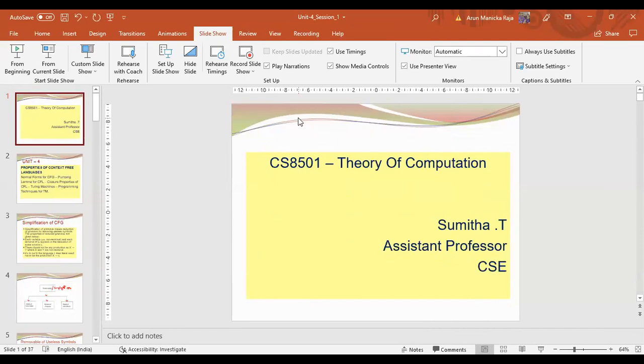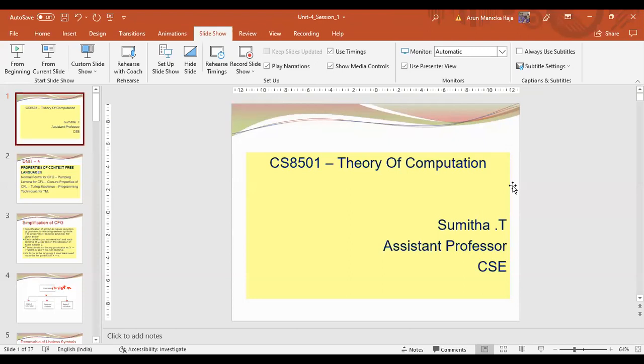Today we are going to start the fourth unit. Already you have started the D section, right? You have somewhat started, right? Simplification of CFG, we have done, right? Anyone? Yes. Okay. Again Satvika only responds. What about others? Please be interactive.